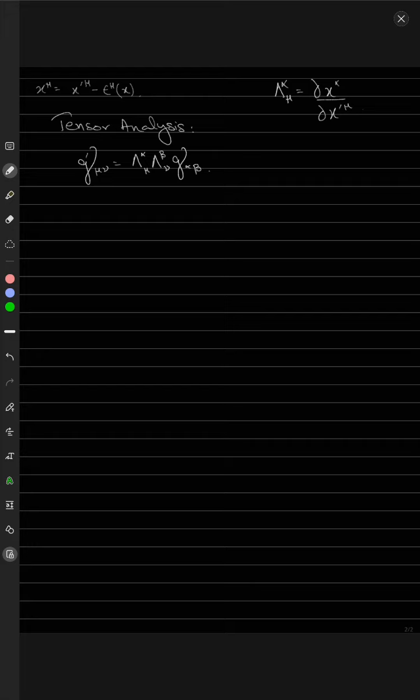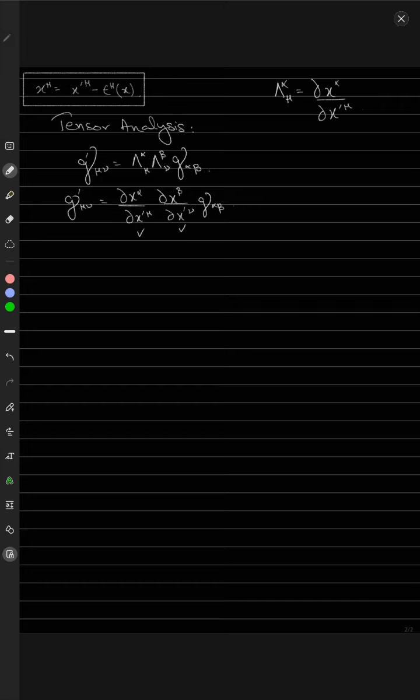All right, so now if I write this in terms of partial derivatives, g prime mu nu, I can write this lambda as partial x alpha over partial x prime mu, and this as partial x beta over partial x prime nu times g alpha beta. Now note that this is important, because I can easily compute both of these partial derivatives, right? So let's compute these partial derivatives using this function.